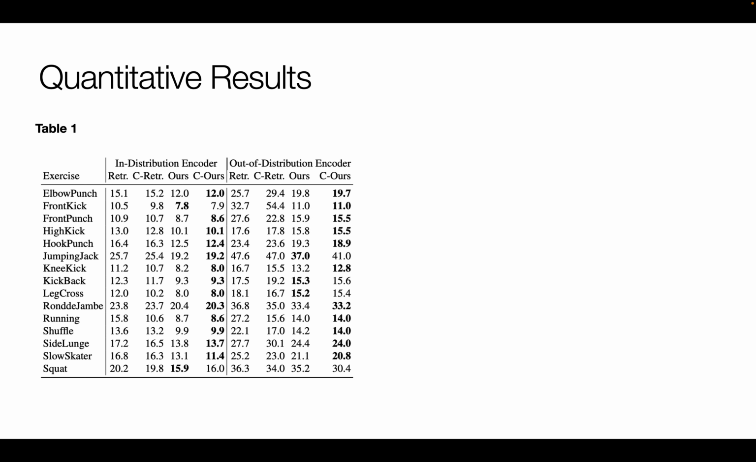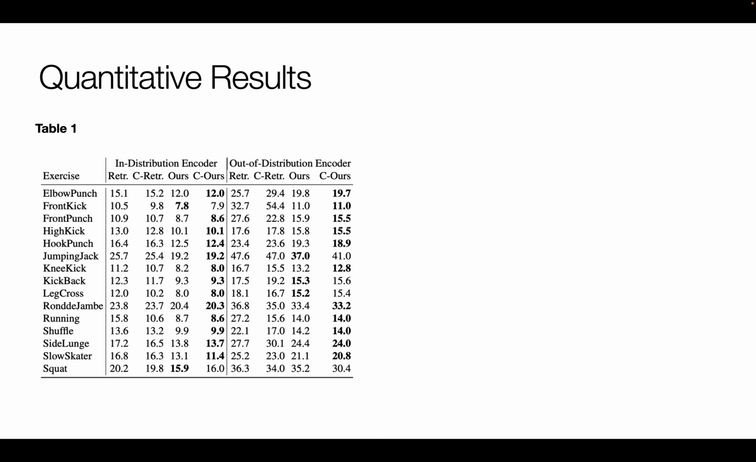As for some quantitative results, in Table 1, we report the mean squared error on predicted EMG from our encoder. We observe that for all of the 15 exercises, both our conditional and non-conditional models outperform both conditional and non-conditional retrieval baselines. Conditioning in this case refers to conditioning on the subject.